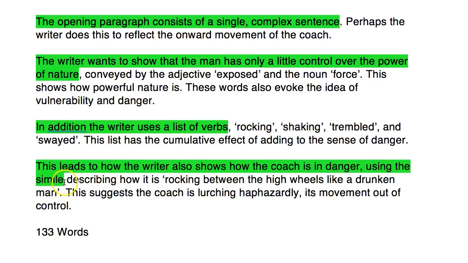So there's the point. Again, naming the techniques all the time. Simile. Describing how it is "rocking between the high wheels like a drunken man". There's your evidence. Now we have the explanation. This suggests the coach is lurching haphazardly, its movements out of control. We'll just change that to 134 words now. Okay, so if the rest of your answer was of that quality, you would get 8 out of 8.